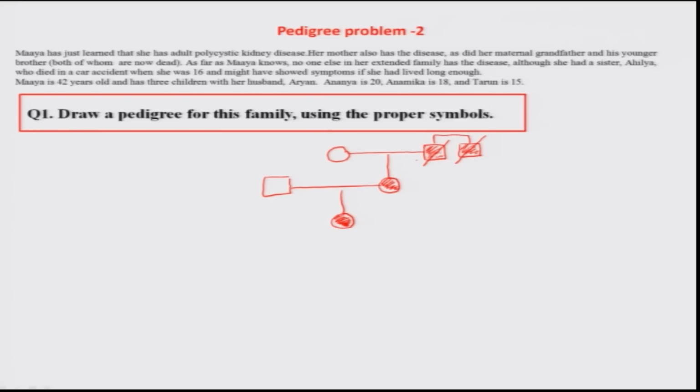Now let's come to Maya again. As far as Maya knows, no one else in her extended family has the disease, although she had a sister, Ahilya, who died in a car accident when she was 16. So Maya's sister Ahilya died in a car accident, so we'll just cross her. Now let's look at Maya again. Maya is 42 and she is married. So this is Maya's husband Aryan, and she has 3 children, that is Ananya, Anamika and Tarun.